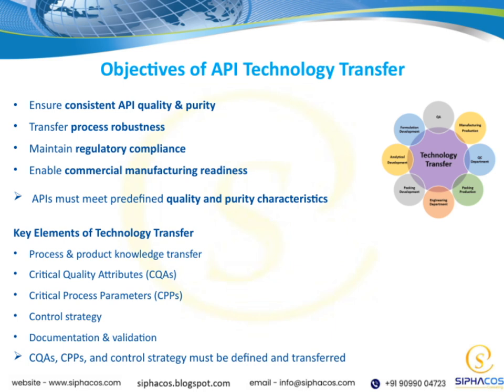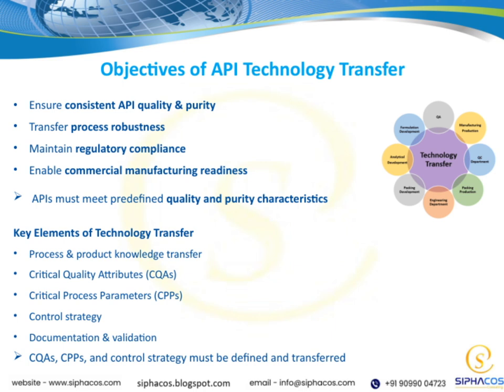Documentation and validation are also vital. They provide the evidence and traceability needed to demonstrate that the process is consistent and meets all specifications. Finally, it's important to remember that CQAs, CPPs, and the control strategy must be clearly defined, thoroughly understood, and properly transferred during the process. This ensures that everyone involved is aligned and that the process remains robust and compliant throughout the transfer.